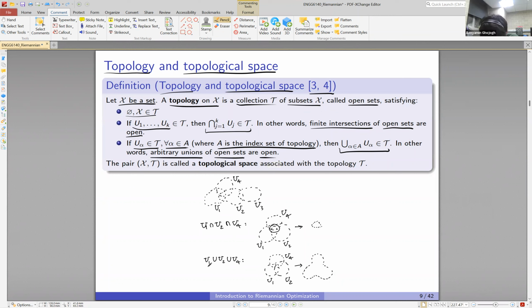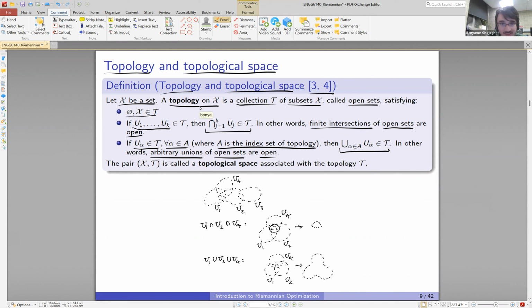An example is this: U1, U2, U4. Consider this. What is their union? It's this, right? This is also an open set. So it belongs to T.